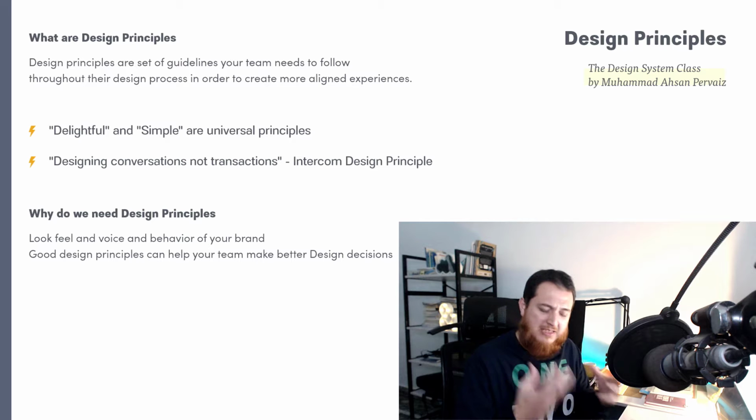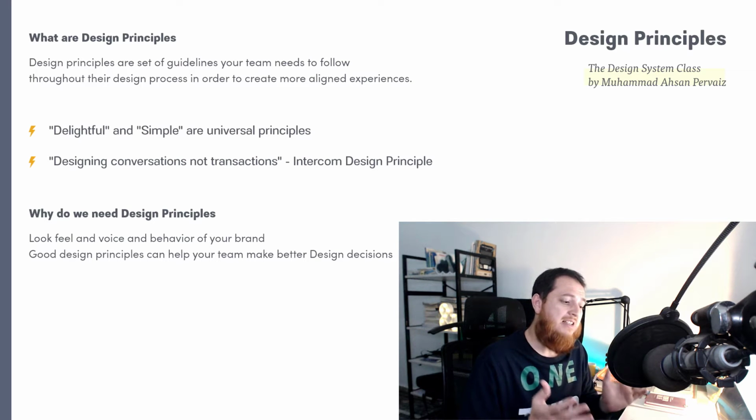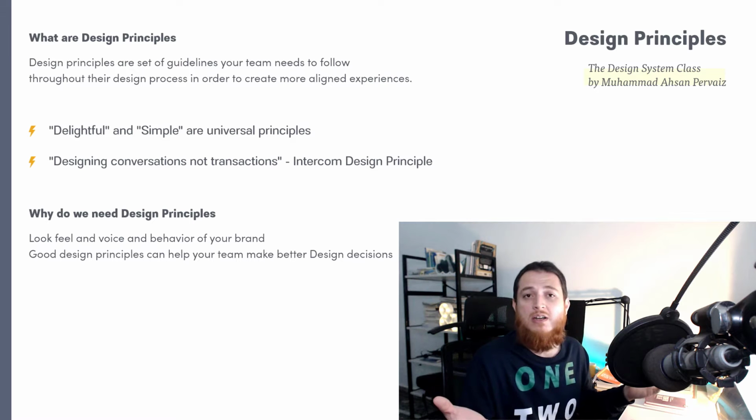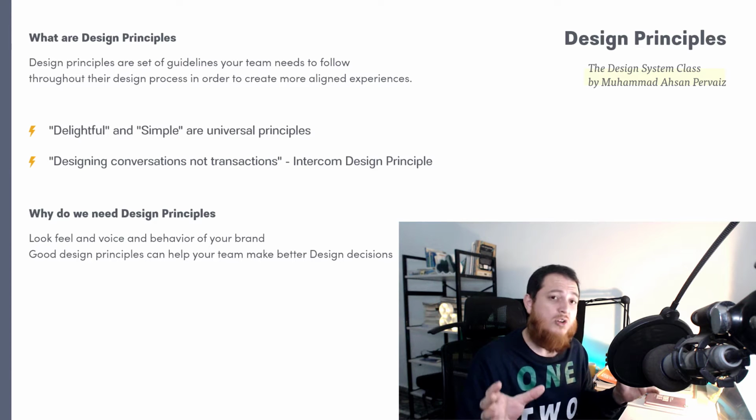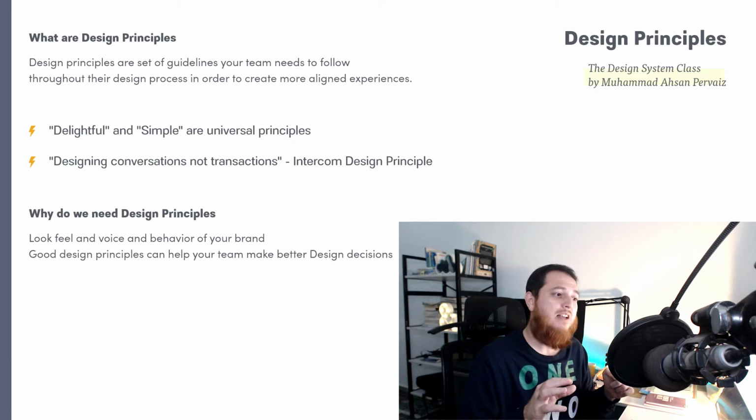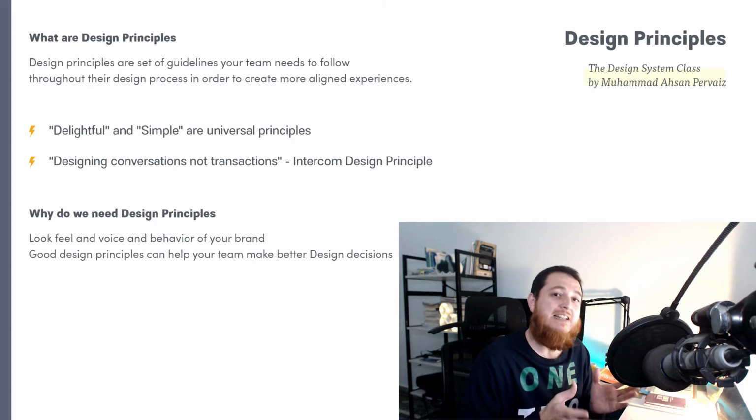Now, this is going to become clear when we see some examples, and that is delightful and simple. These are just words, but they matter a lot. These are called universal principles. Delightful is going to apply to a whole set of products, but if you want a specific product's design principle, for example, Intercom has something like design conversations rather than transactions.